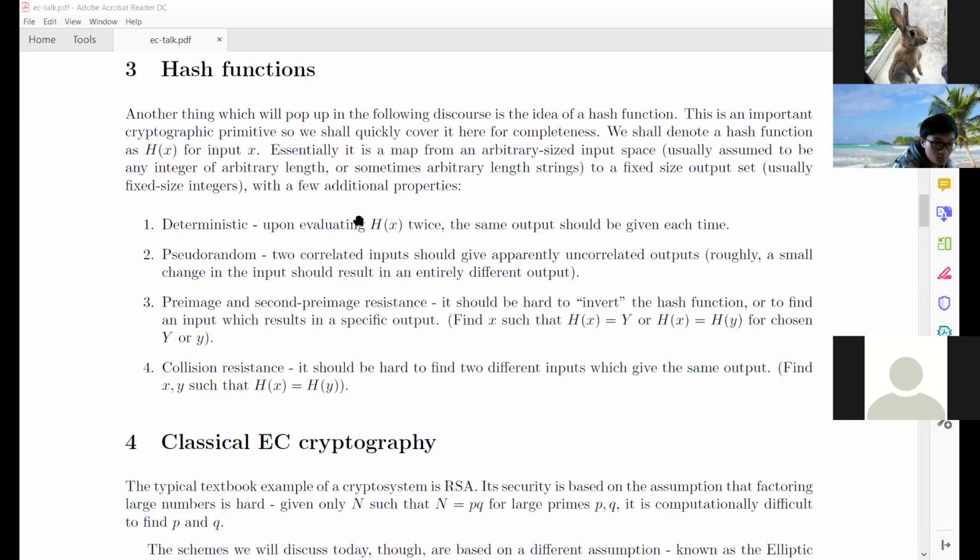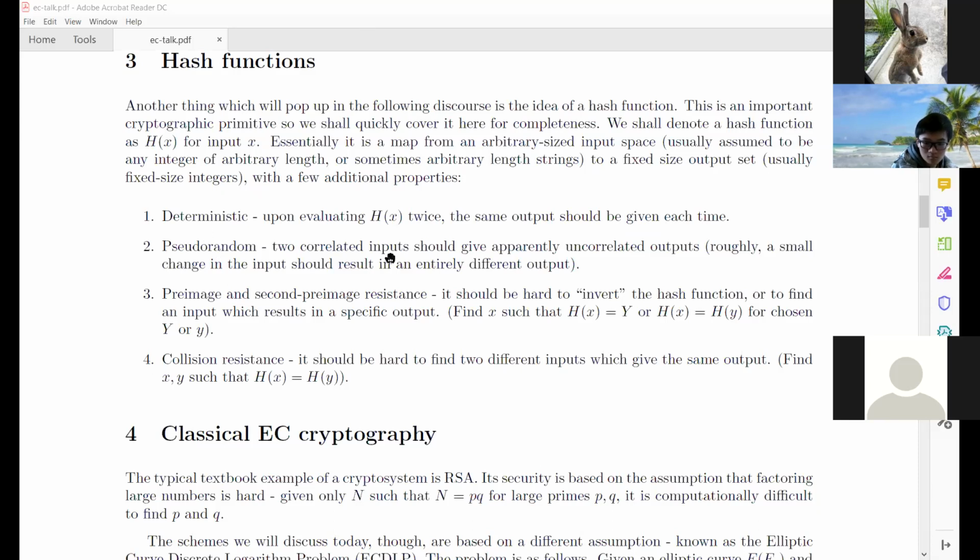The properties that are important there are, first, that it is deterministic, which means that if you calculate the hash of something and then calculate the hash of the same thing, you should always get the same output. It can't randomly generate an output each time. Second, it should be pseudo-random, which basically means the output looks random. If you have 2 inputs, maybe x and x plus 1, even though they're related, only one bit different, if you hash them, you should get an entirely different output. They should look very unrelated.